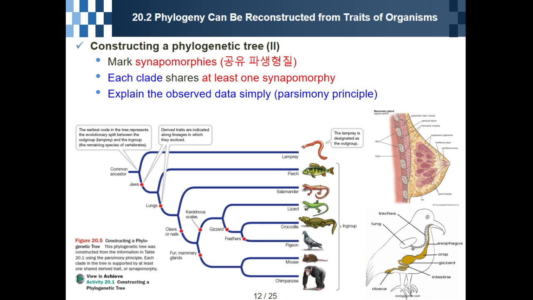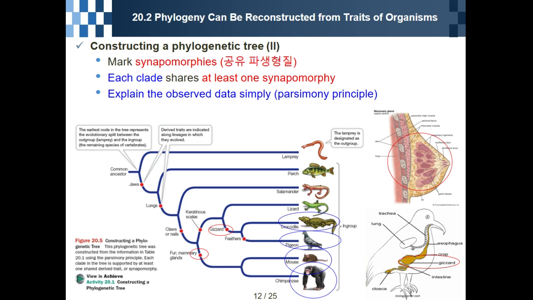And second, we have to mark a synapomorphism, okay? Between the chimpanzee and mouse, they have a synapomorphism. This is mammary glands. A female mouse has mammary glands, and chimpanzee also has mammary glands. It's like this. For another example, crocodile and pigeon have the gizzard. In Korean, we call it 모래주머니.